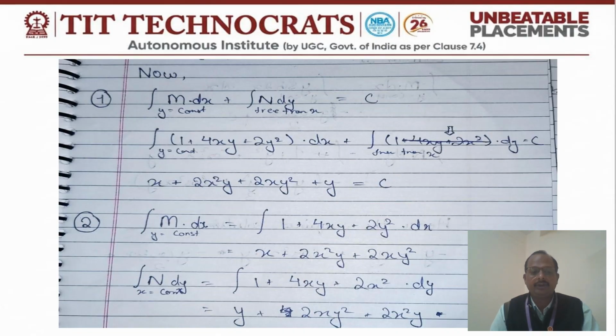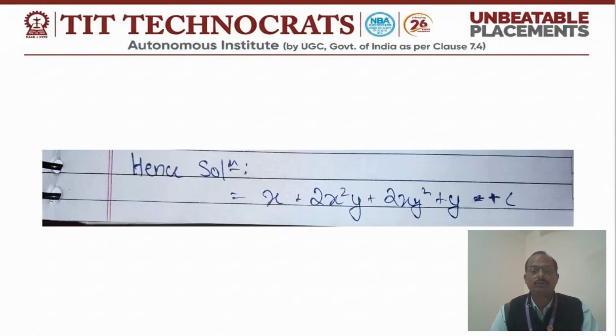There is another way of solution: first we have to find the integration of m dx by taking y constant, and the integration of n dy by taking x constant. Then after making the solution, you have to keep the repeated terms only once, and in addition the rest of the terms. By this you get the solution x plus 2x square y plus 2xy square plus y, and the constant term is c.